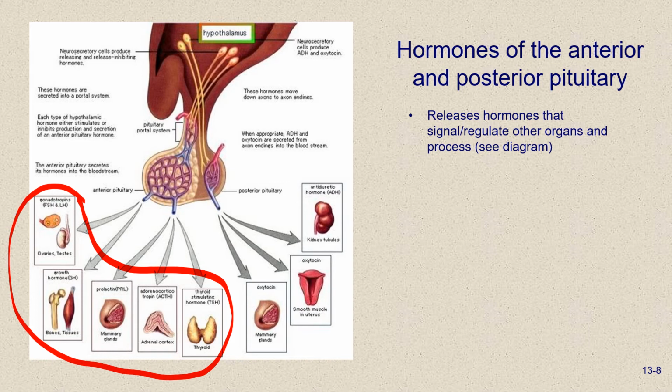Whereas the posterior pituitary gland, some of the key hormones there are the antidiuretic hormone, also known as vasopressin, and oxytocin. Right?